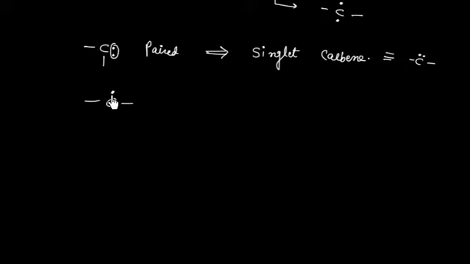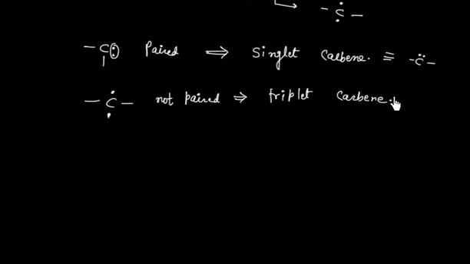But now let us say in this case, the electrons are not paired. So electrons are basically in different orbitals. This kind of carbene is called triplet carbene. So this is a triplet carbene. This is another species of carbene.